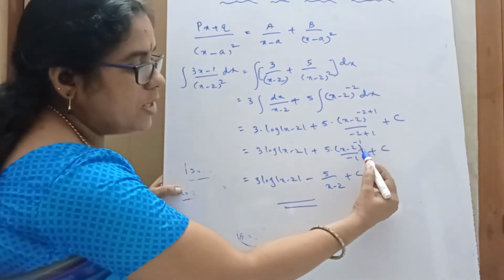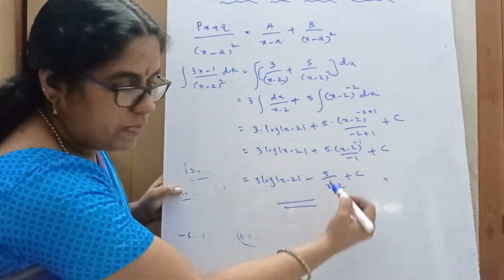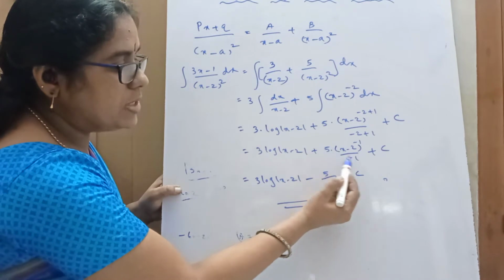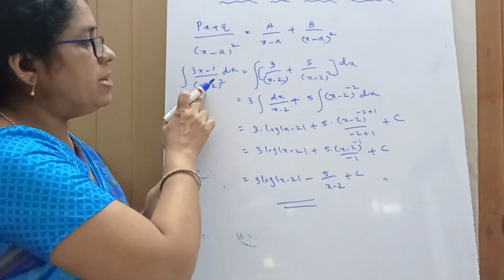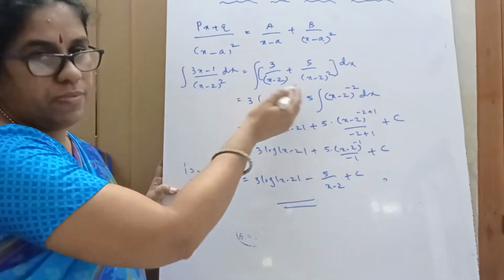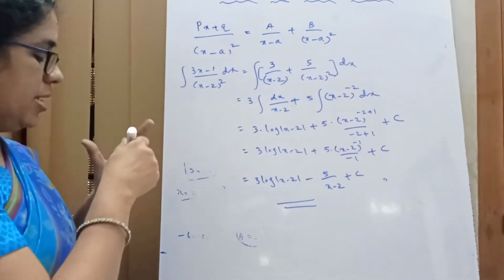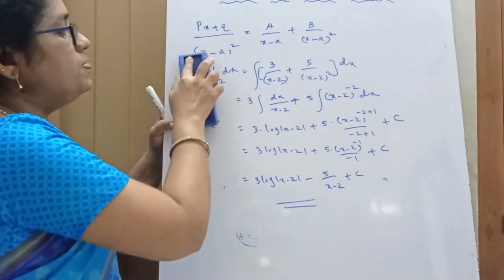Okay. (x minus 2) raised to minus 1 can be written as what? 1 by x minus 2. This plus minus becomes here minus. Okay, so this is the final answer. So this is the method for integrating these type of functions. Okay. Then we can discuss another form.